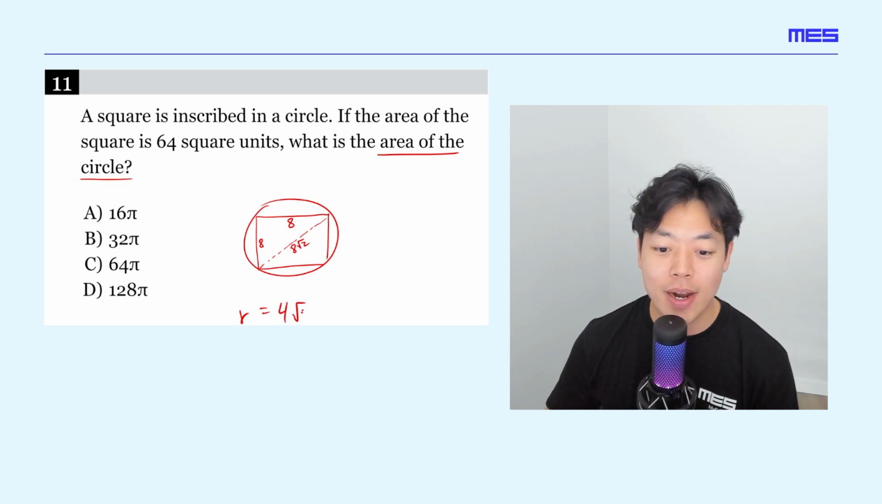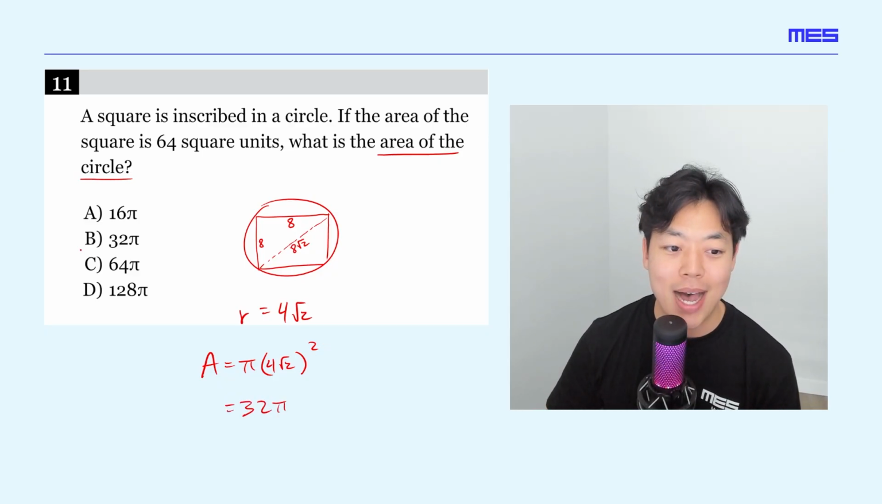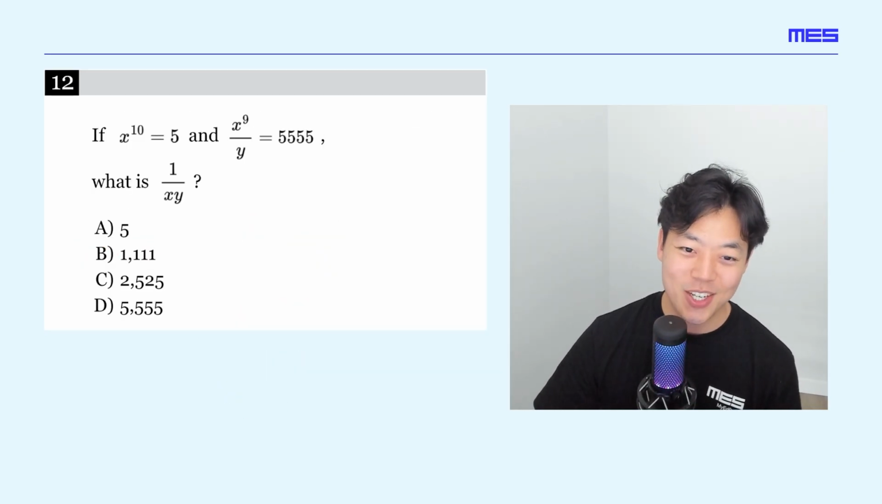The radius is 4 radical 2. The area of a circle is pi r squared. 4 radical 2 squared is 16 times 2, which is 32 pi. Answer choice B. Here's the very last one.